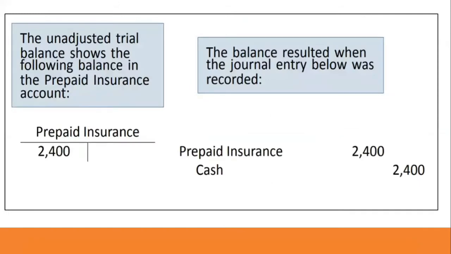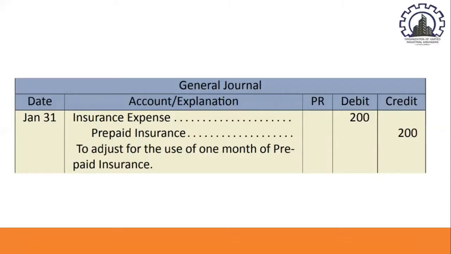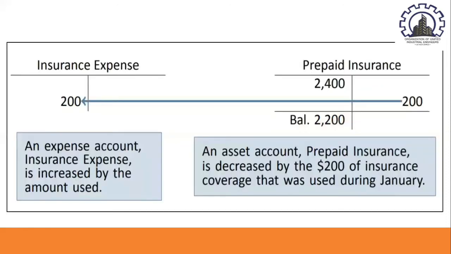All right. Okay, so this is our T account for unadjusted trial balance. And this is going to be the journal entry that I'm referring to. And this is going to be the final T account, the adjusted trial balance already. Now, as you can see, the balance remaining in prepaid insurance account is $2,200 after the adjusting entry is posted. Now, the $2,200 balance represents the unexpired asset that will benefit future periods, namely the 11 months from February to December 2015.